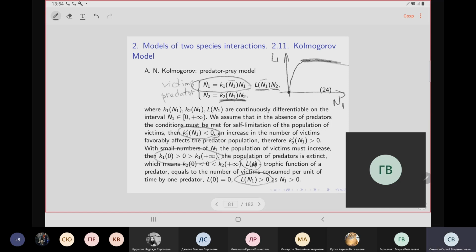So if there is enough food, our wolf kills as much as they need. There is some maximum consumption, maximum amount of biomass that can be consumed by one wolf. So it is this maximum value.